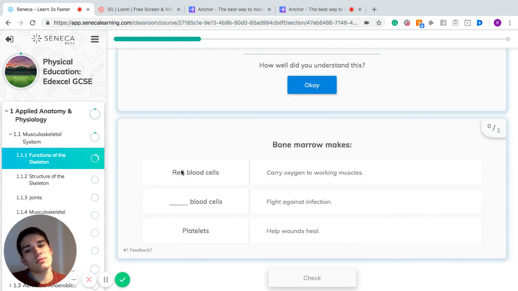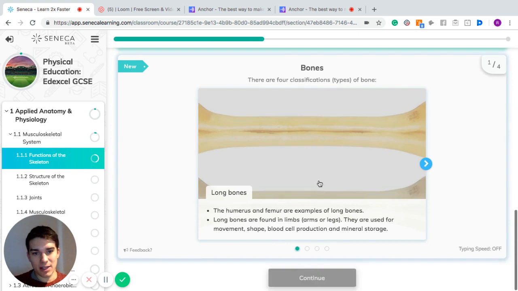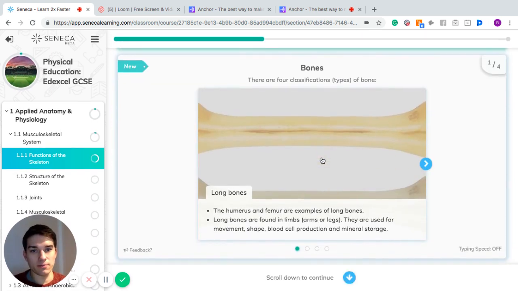So bone marrow, just to remind you, makes red blood cells, which carry oxygen to working muscles, white blood cells, which fight against infection, and platelets to help wounds heal.